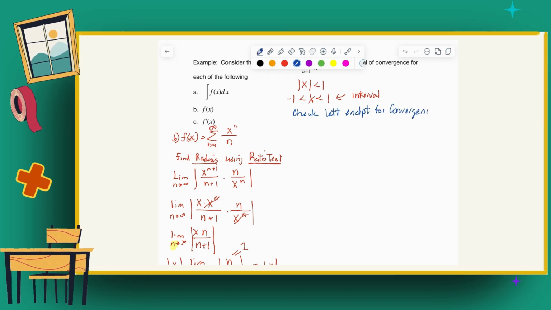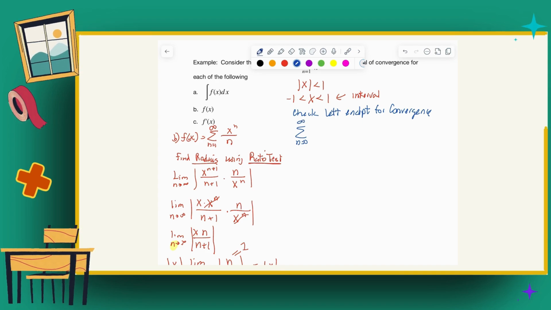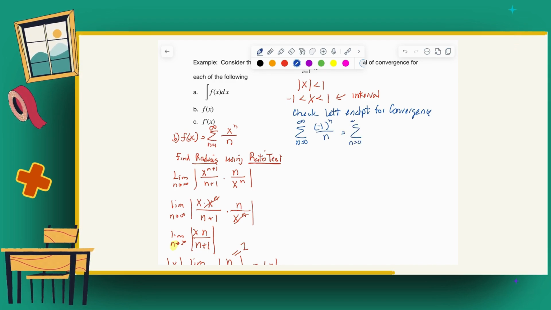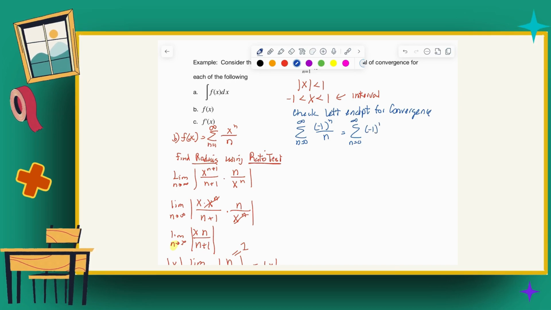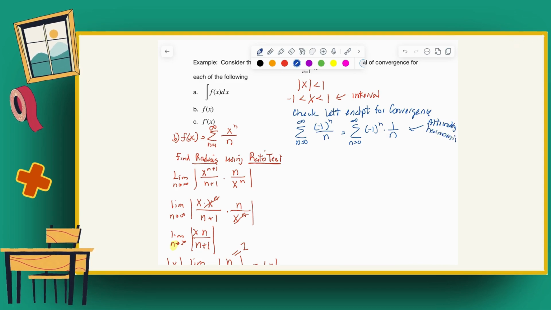Starting with our left endpoint, we're going to check and see if it converges at the left endpoint. So I'm going to go back to my summation statement, which is the summation of n equals 1 to infinity of x to the nth power over n, but I'm going to replace the x with -1. So that's going to give me -1 to the n over n. This is the summation of n equals 0 to infinity of -1 to the n times 1 over n. This is the alternating harmonic series. This is a special series that always converges.